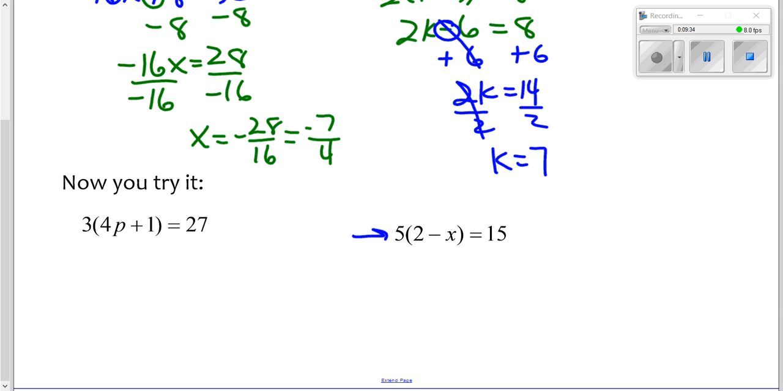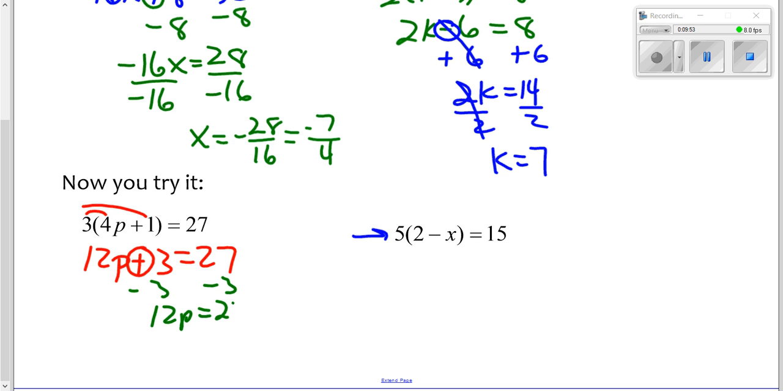Right, we're going to go ahead and distribute here and here. I get 12p plus 3, and that equals 27. Now I'm going to do the opposite operation here, so I'm going to subtract 3 from both sides. So I get 12p equals 24. I can divide both sides now by 12. And that goes away, p equals 2.